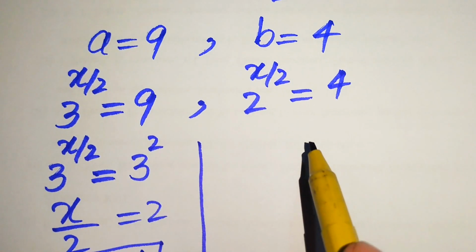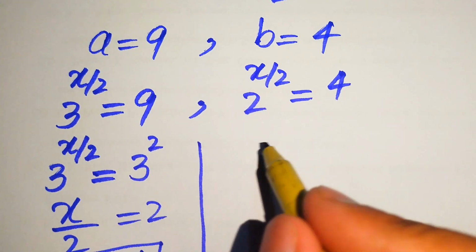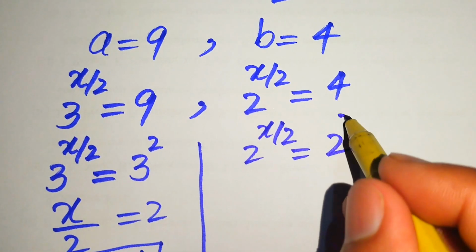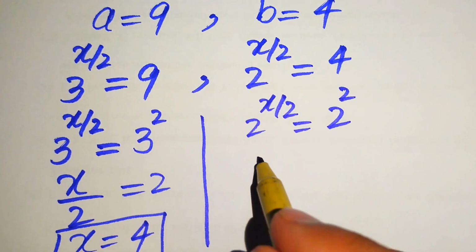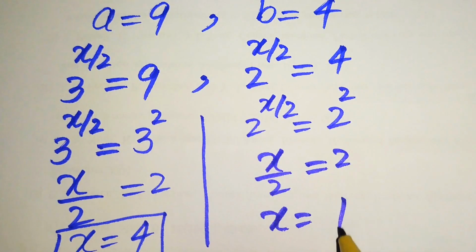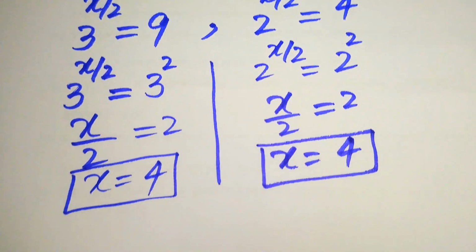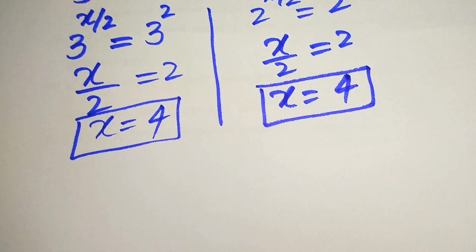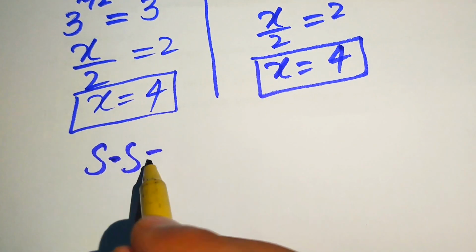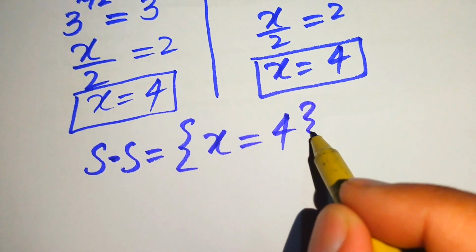And now we simplify the other equation, and here we rewrite the right hand side, so 2 to the power of x over 2 equals 2 square. So again we get x over 2 equals 2, and we easily get the value of x is equal to 4. So from both of these two cases we get the same value of x, and that is equal to 4. So finally the solution set of the given question is x is equal to 4.